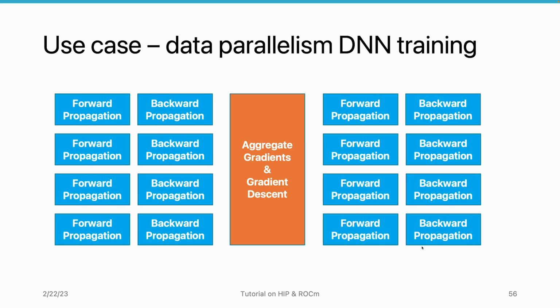After the back propagation process, the gradient of every parameter is calculated, and we need to aggregate them together, update the model, and distribute the new model to all the GPUs so that we can start a new round of forward propagation and backward propagation. During this forward and backward propagation phase, there's no need for GPU-to-GPU communication. But during this aggregation and gradient descent process, we do need the GPUs to communicate with each other. So let's see what methods we have.